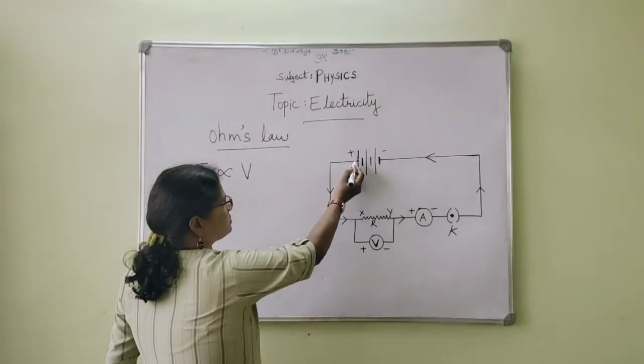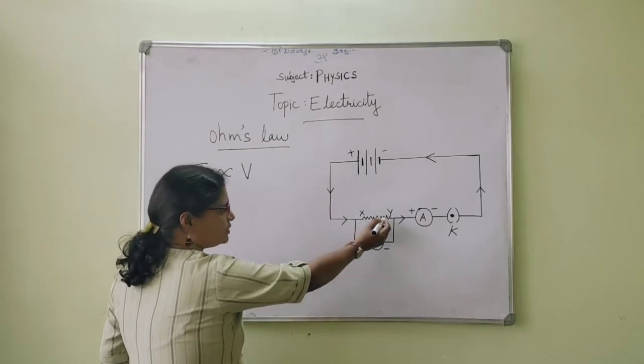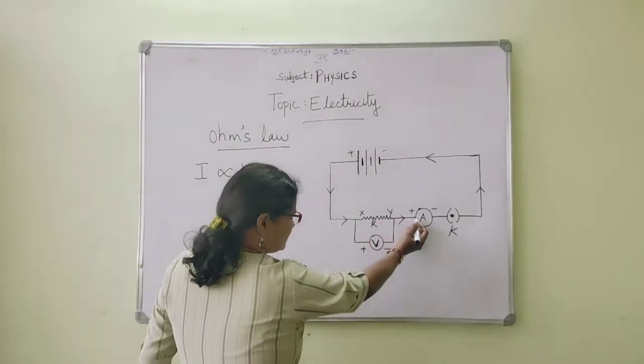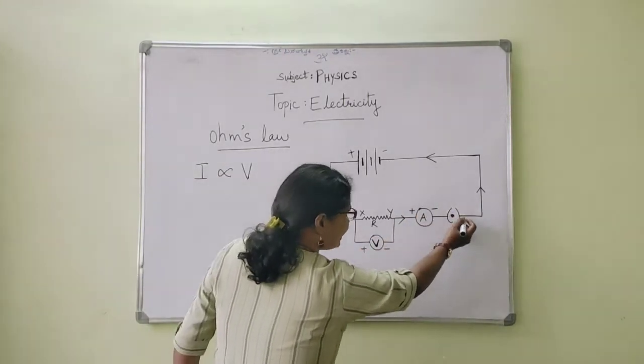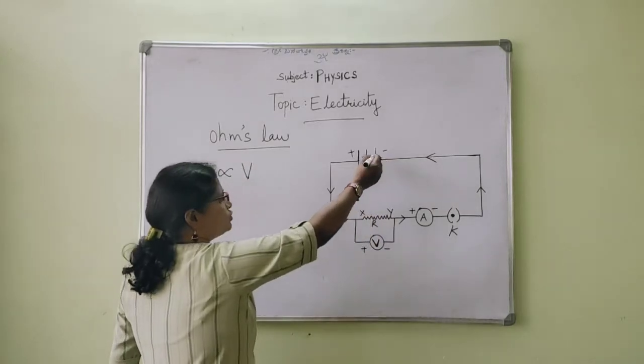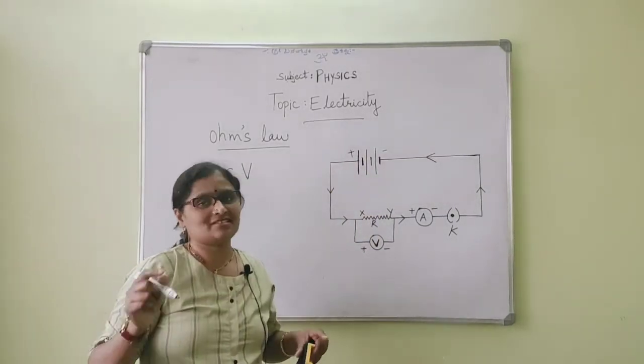I repeat, the positive terminal of the battery is connected to one end of the resistor, another end of the resistor is taken to the positive of the ammeter, and the negative of the ammeter is taken to the plug key, and another end of the plug key is taken back to the negative terminal of the battery. So that is how the series connection is completed.